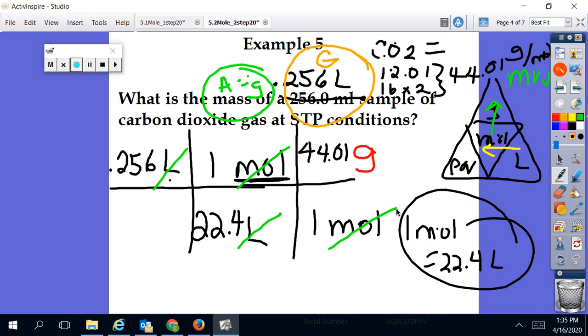Okay, now be careful with your math here. Remember factor label rules. That's 0.256 times 1 times 44.01 divided by 22.4 divided by 1. Don't forget to divide everything on the bottom. And you get an answer, 0.502 grams of carbon dioxide. And that's your answer. So this was a good 2-step problem.